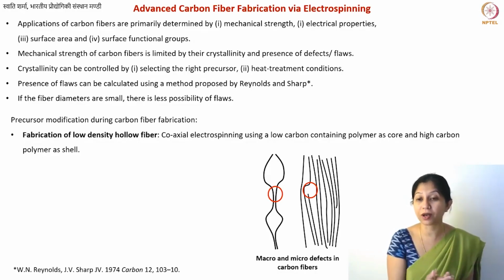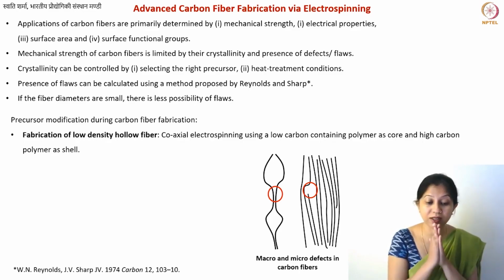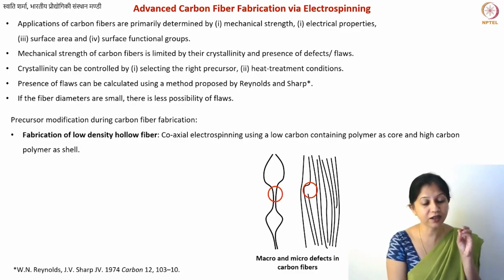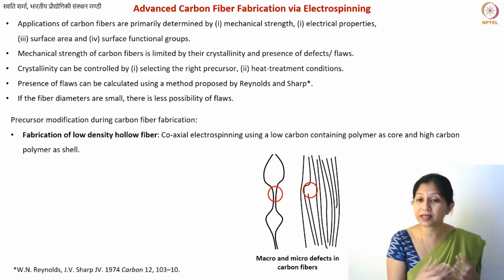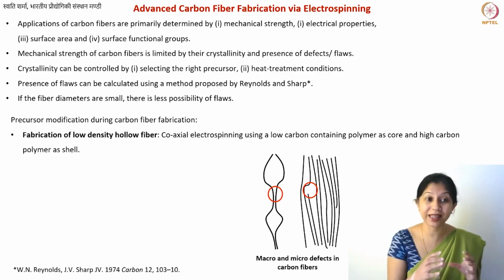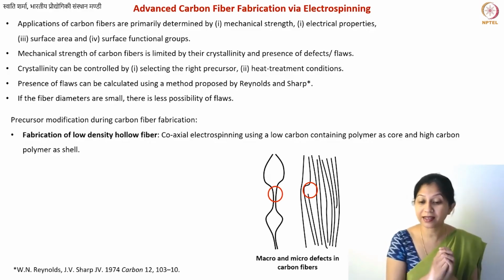So it is a low carbon containing polymer. At the same time, you can choose your shell as a high carbon containing polymer such as PAN. What will happen once you carbonize these structures? During the heat treatment, the core material, because it does not give good carbon anyway, will disappear to a great extent, if not completely. And then your shell will remain there as a carbon fiber.